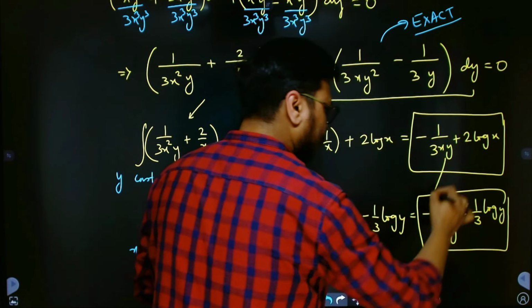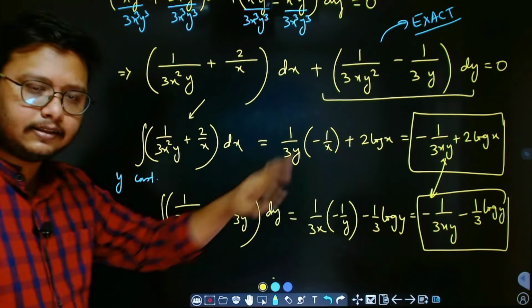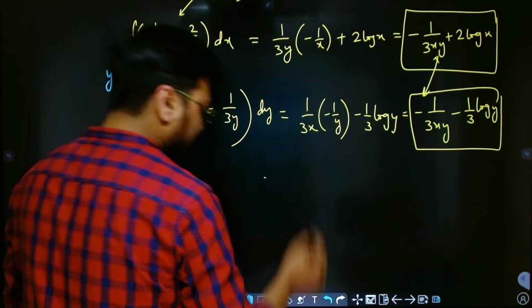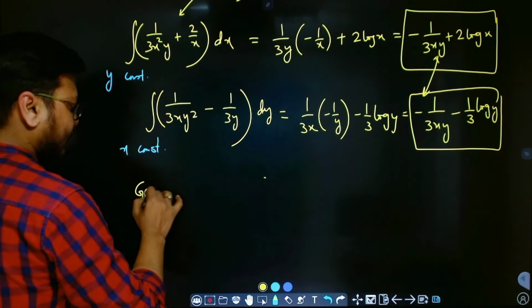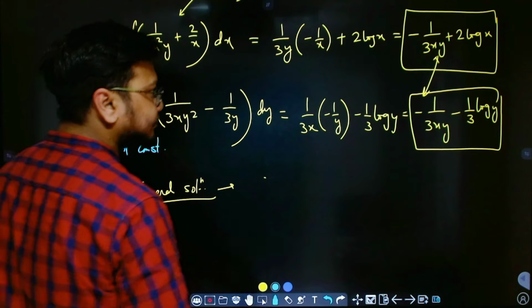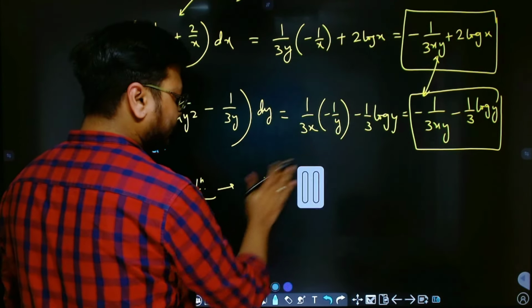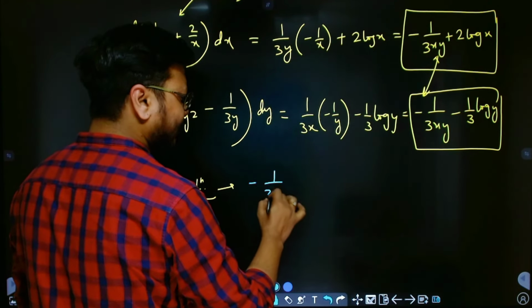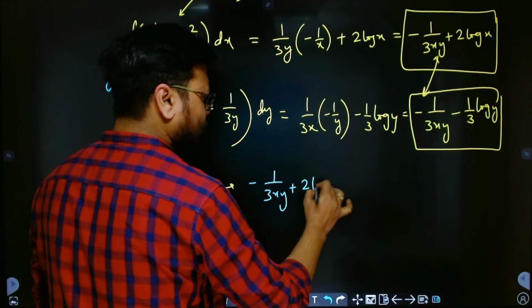So one of the terms over here is common and the other terms are different. So that means I can say that my general solution is given by, I'll copy the first values from the first integration, 1 by 3xy plus 2 log x.